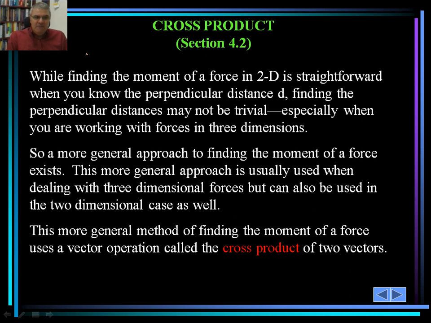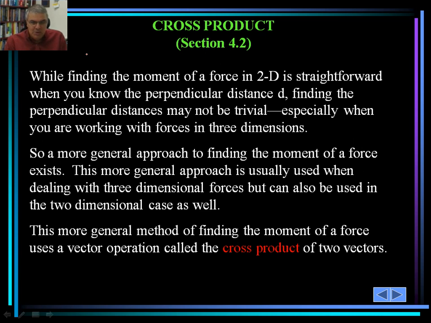Finding a moment of a force in 2D in many cases is straightforward. However, there are cases in which they may not be as straightforward as we would like. It's not really that trivial, especially in three-dimensional space. As such, we are going to introduce a more general and more accurate approach to calculating moments in three-dimensional space, by using a cross product of two vectors.